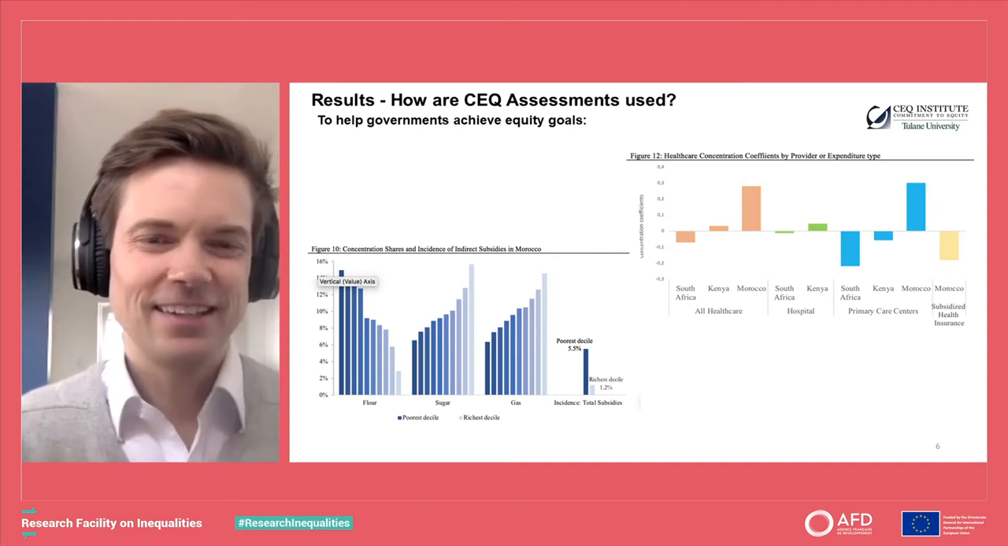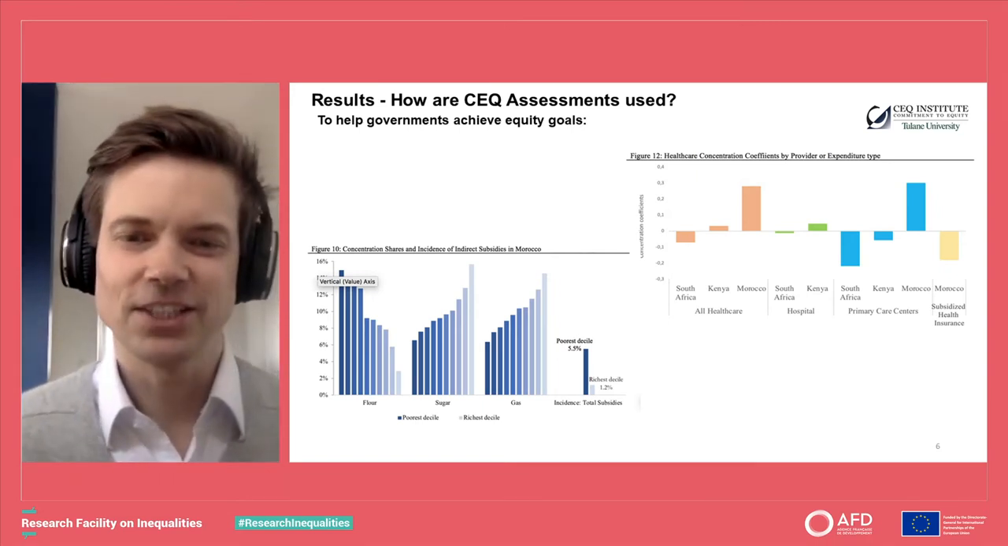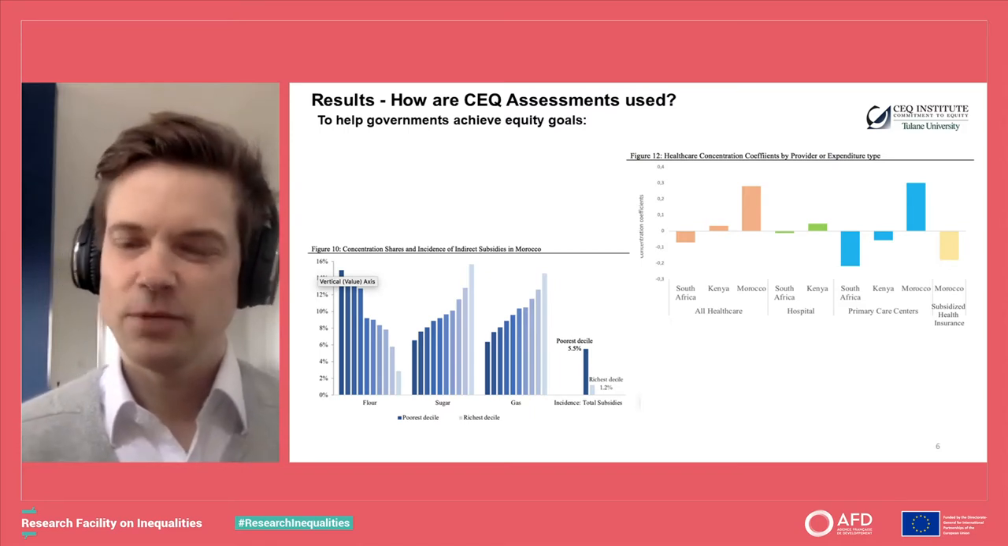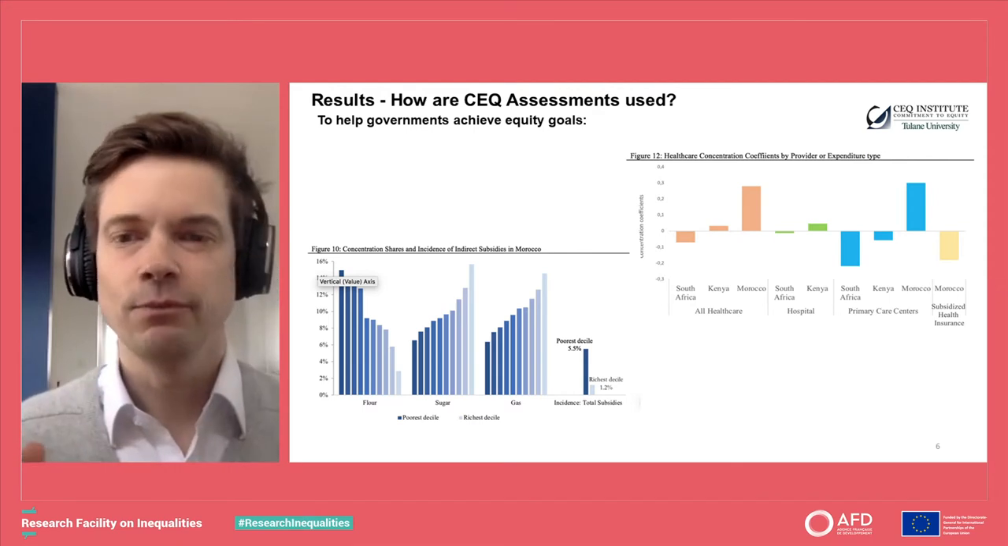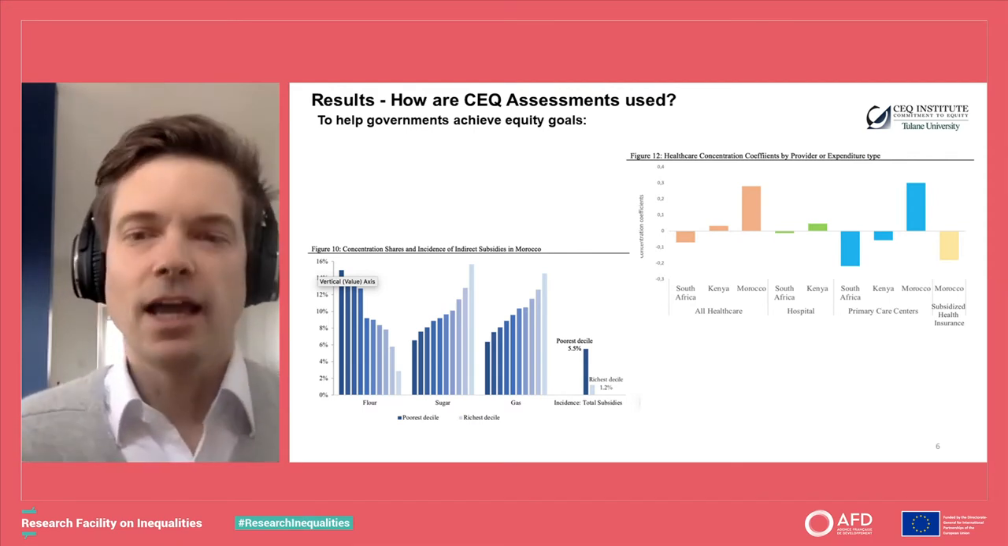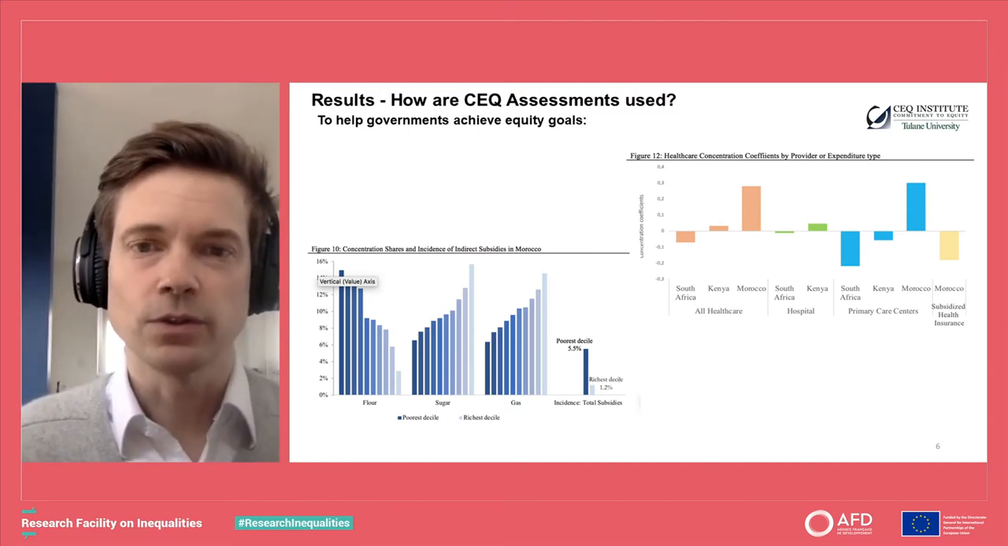So the CEQ assessment takes levels of expenditure, levels of revenue collection, and tries to determine exactly what impact those fiscal instruments are having on inequality, on poverty, and on social welfare more generally, the welfare of individuals and households.